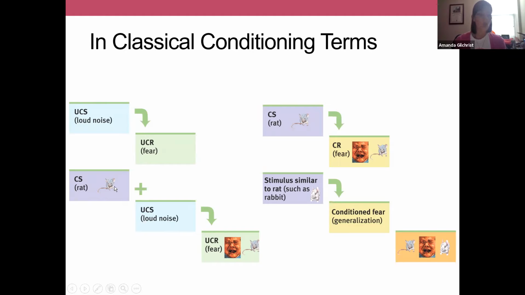So the rat will always be an indicator that a loud noise is about to happen, that something scary is about to happen. And so what ends up happening when we repeatedly pair this neutral stimulus, this rat, with the loud noise is that the rat itself will eventually become a conditioned stimulus and will thus produce a conditioned response of fear to a rat. If we present little Albert with stimuli that are similar to the rat, such as a furry, fluffy rabbit, we are going to get generalization. And again, little Albert will not only be scared of the rat, he will also be scared of the rabbit.